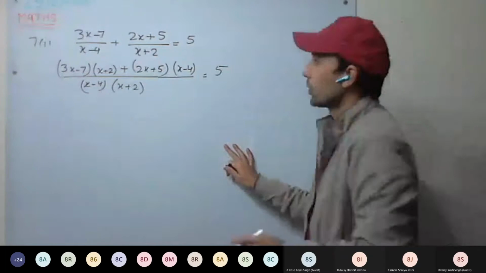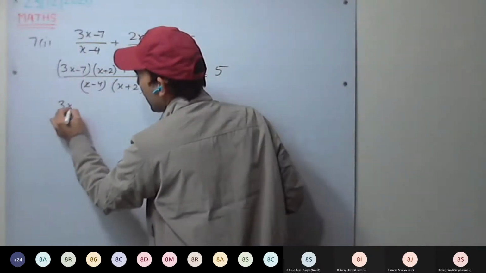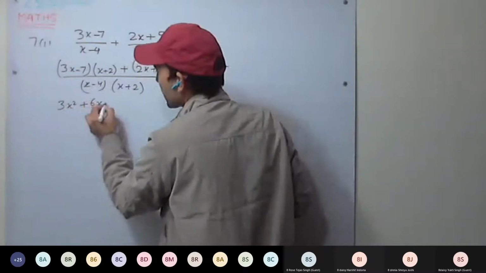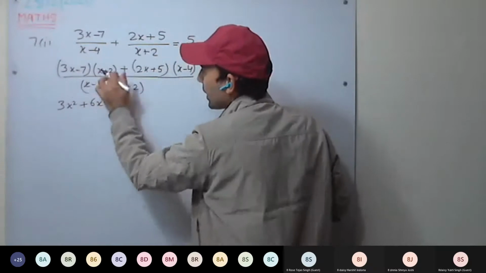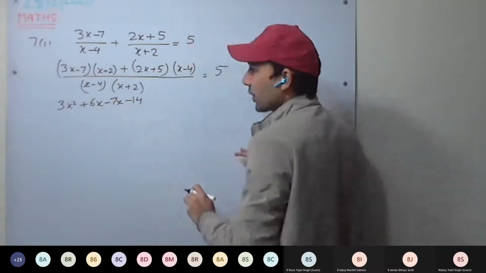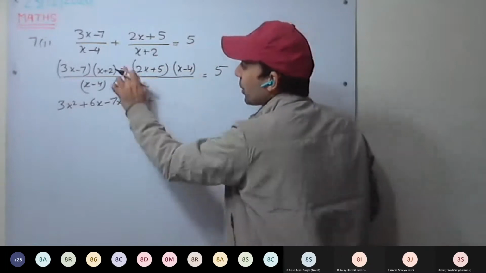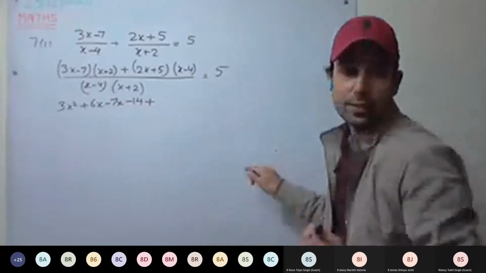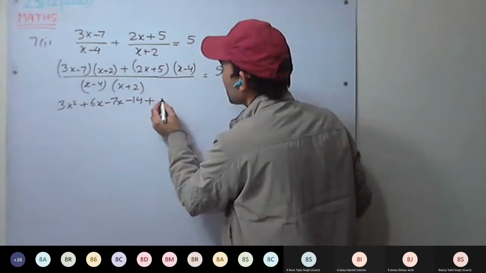So what is the answer after multiplication? 3x into x, 3x square. 3x into 2, plus 6x, minus 7x, minus 14. This is fine. Next is plus. If there would have been minus here, then everything you have to put in bracket. Remember this one in the second question. Okay, plus is there, no issue.